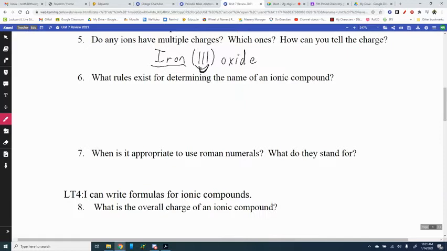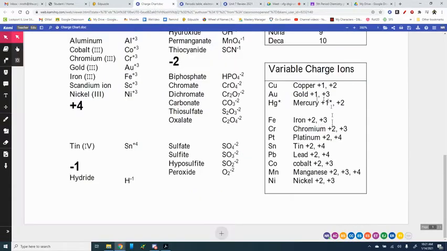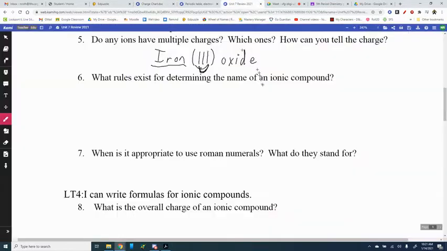So the first part is pretty easy. You just say or write down the name. If it is a variable charged metal, so if it is in the charge chart right here, then you do need to figure out what the Roman numeral is, and you do that based on the charge of the negative ion, which we will do a few examples of down below.